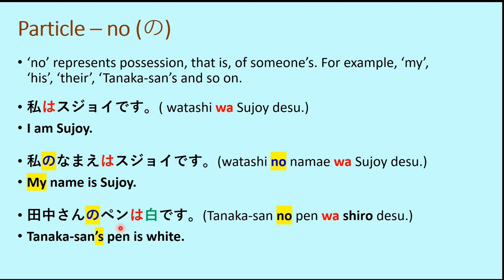Tanaka-san no pen. And now here pen is the subject, so it will be followed by wa. Tanaka-san no pen wa shiro desu. Shiro is the kanji for shiro, which means white color.